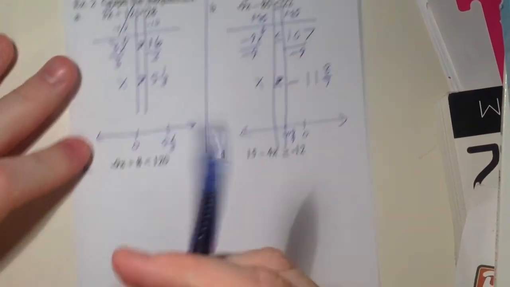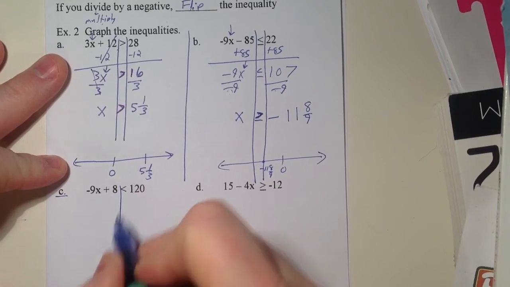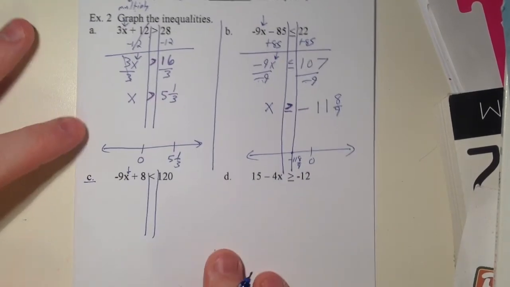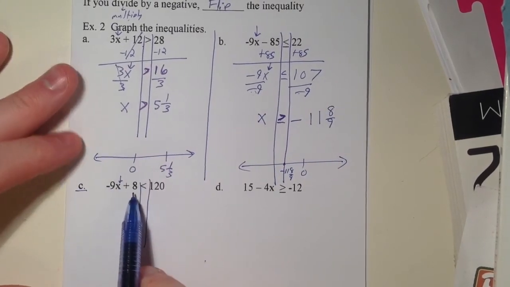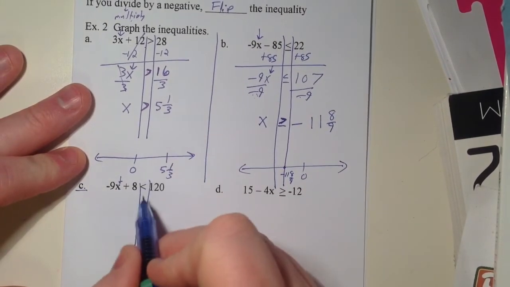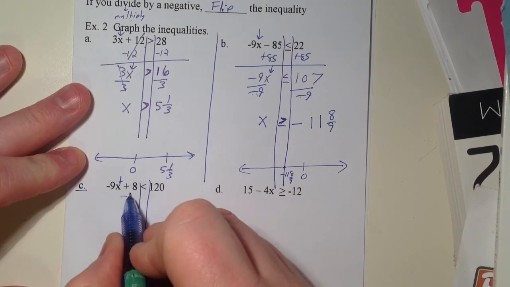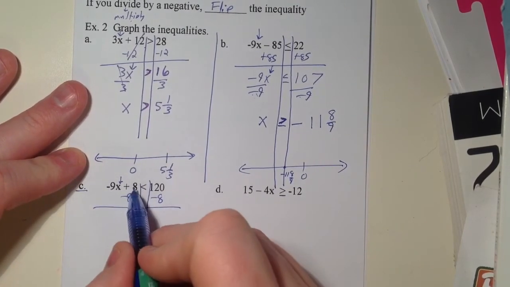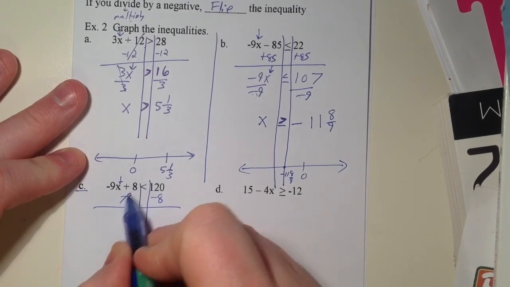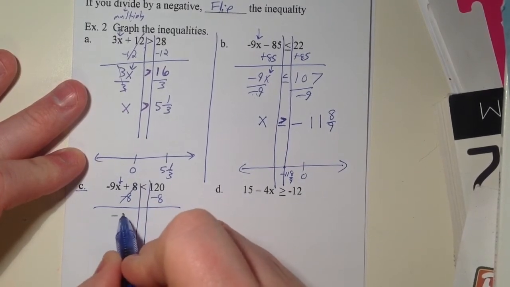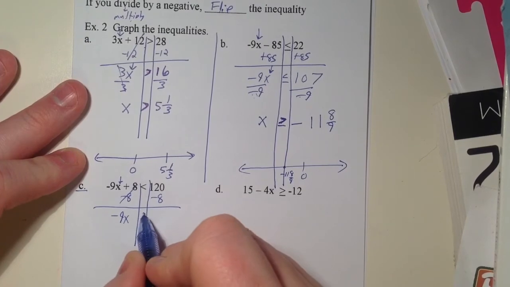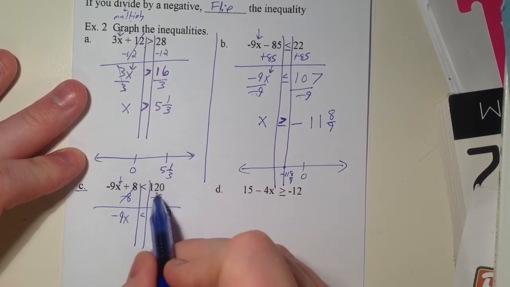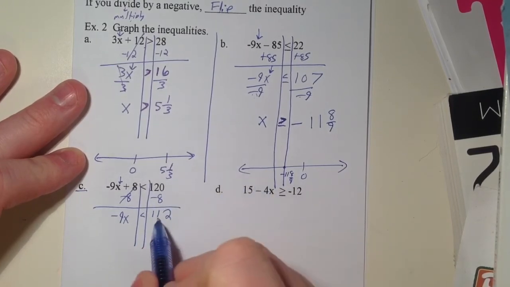Alright, let's look at this one. Alright, so I put the lines in. I want to get x by itself. So do I move the -9 or the 8 first? I always move the non-variable. So I say -8, -8. 8 minus 8 cancels out. I get -9x less than 112. Alright, 120 minus 8 is 112.